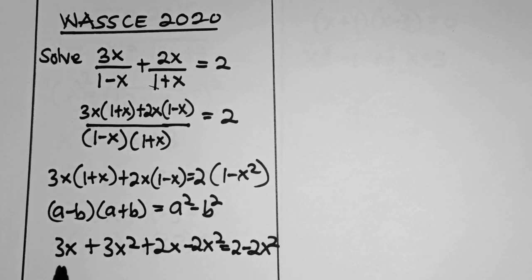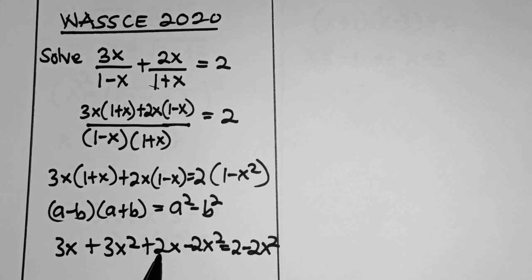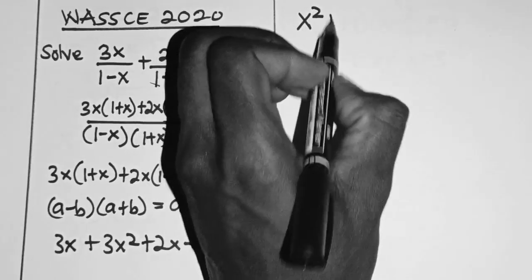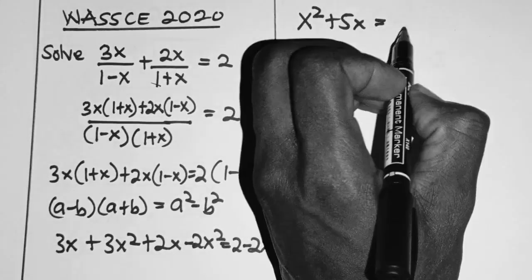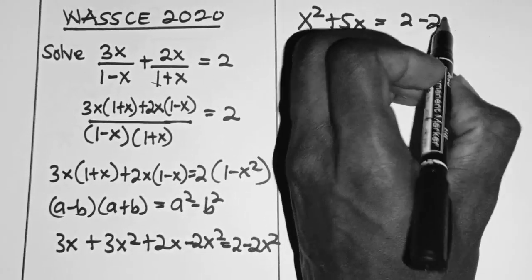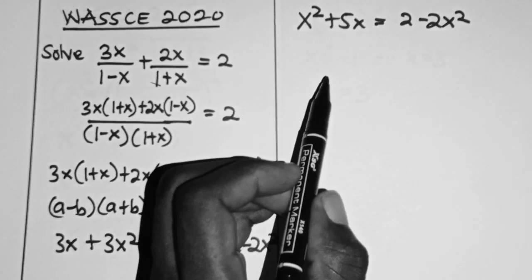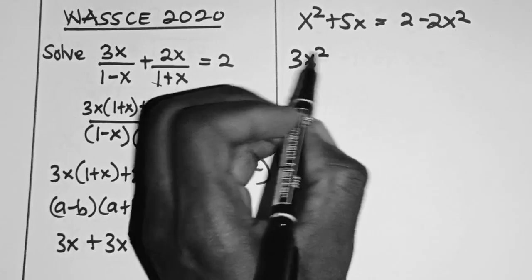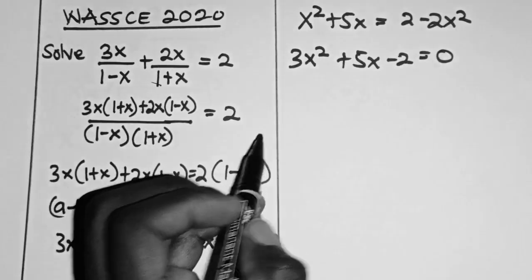So let's continue from here. You can see that 3x plus this 2x is 5x. And then 3x squared minus 2x squared is x squared. So it becomes x squared plus 5x. And then apart from that, that is equal to 2 minus 2x squared. So here's x squared, here's x squared. So we can bring everything to the left hand side. So x squared plus 2x squared becomes 3x squared. Then plus 5x minus 2 equals 0.